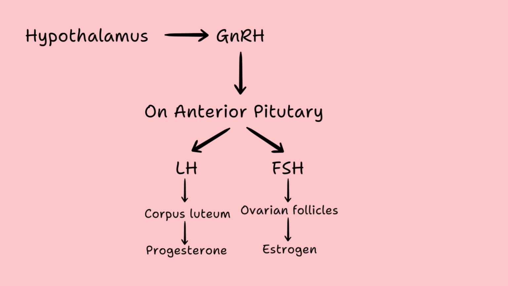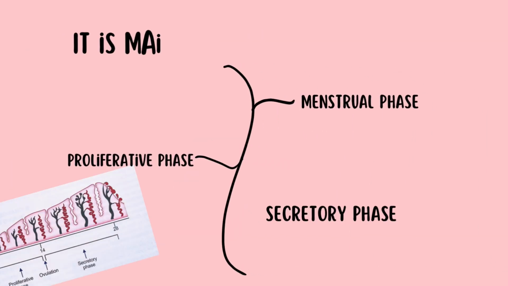The hypothalamus synthesizes and secretes gonadotropin releasing hormone, that is GnRH. It acts on the anterior pituitary gland to release two hormones, FSH, that is follicle stimulating hormone, and LH, that is luteinizing hormone. FSH helps in the growth of the ovarian follicles, which in turn release estrogen. LH maintains the corpus luteum, which secretes progesterone.